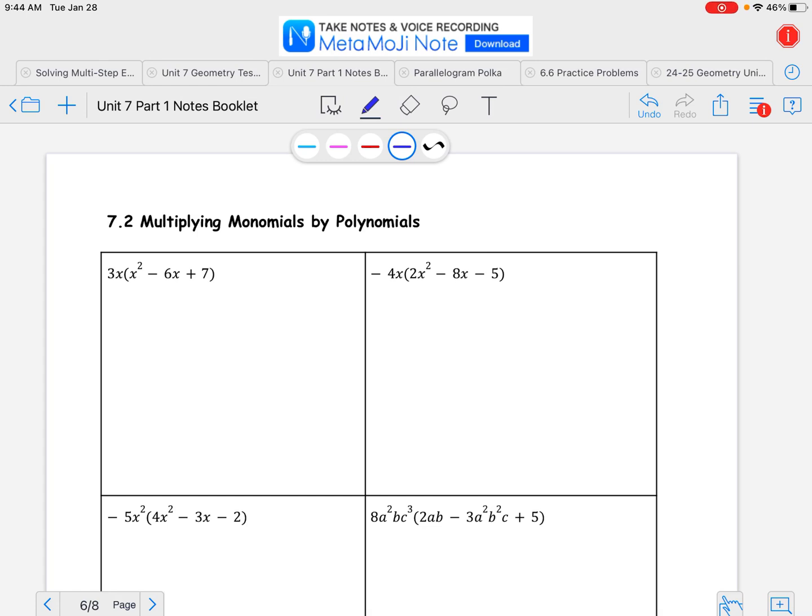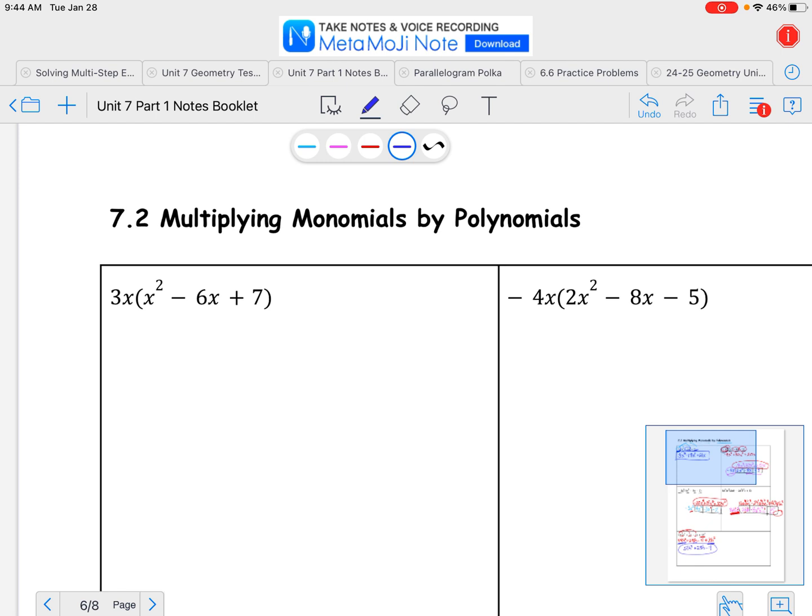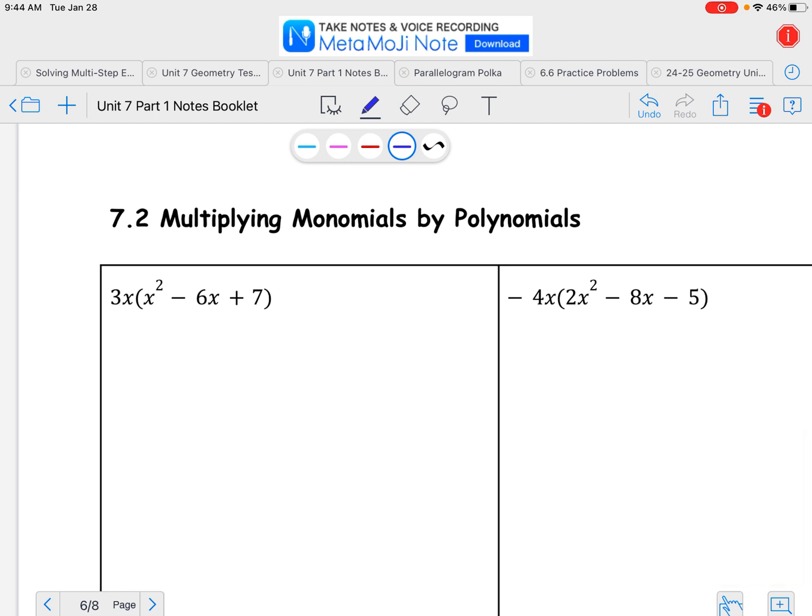Yesterday we combined polynomials by adding and subtracting them. Today we're going to multiply them. Yesterday we could only add and subtract if the terms were alike. That means same variable to the same exponent. But on multiplying, they don't have to be alike. We can multiply anything. So multiplying is like distributing.